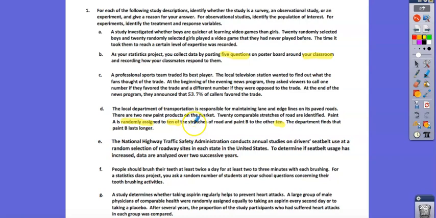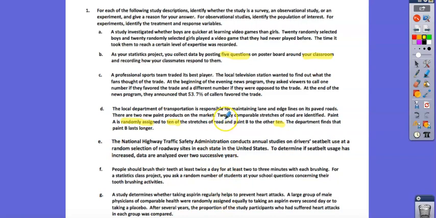Oh, wait, no, I messed this up. I'm looking at the other one. I'm looking at the wrong one. This is an experiment. The stretches of the road are the subjects, and the response is the longevity of the paint. They have a whole bunch of other national traffic ones, so it's getting mixed up.